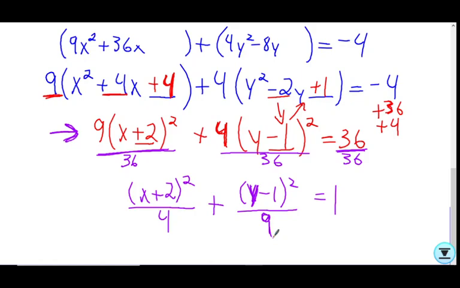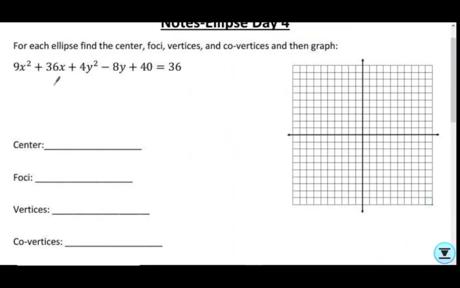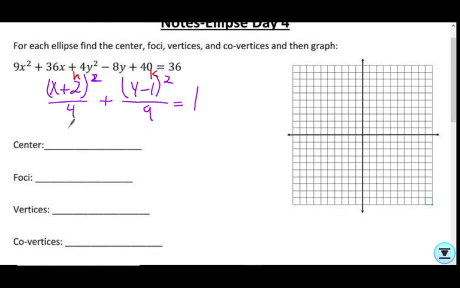Okay? So now that we have our ellipse equation in its conic form, x plus 2 squared over 4 plus y minus 1 squared over 9 equals 1, now I can use that to find all the information. So basically we're back to what we were doing earlier this week, which is using this equation to find our information. So this is h, and this is k. So my center is at negative 2, positive 1.